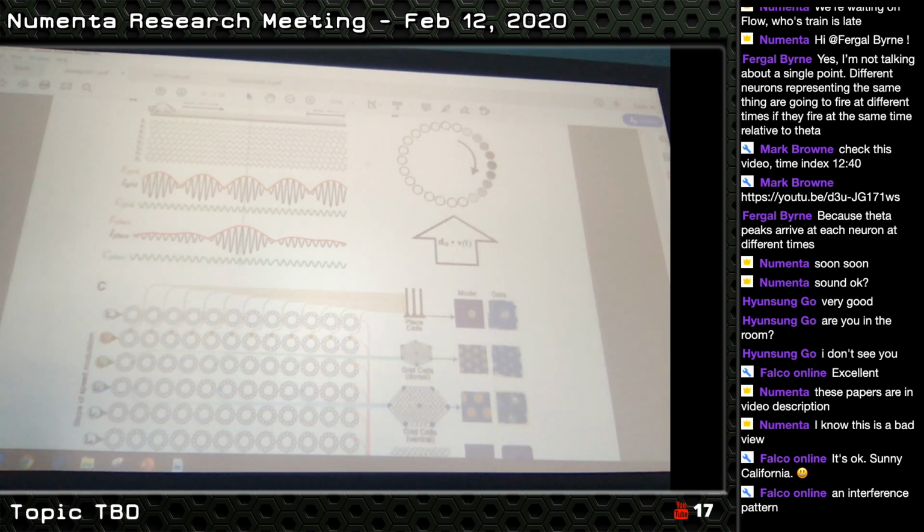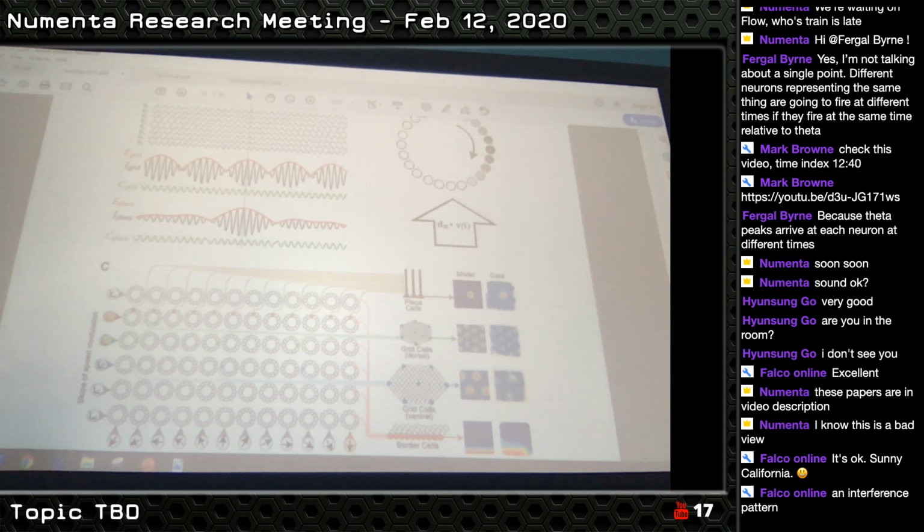Okay. So that goes on continuously. It never stops. Unlike a head direction cell, where we'd say, oh, it stops moving when the animal stops, this never stops. It just goes around. These cells are going like that.